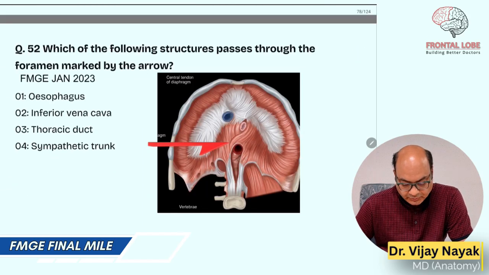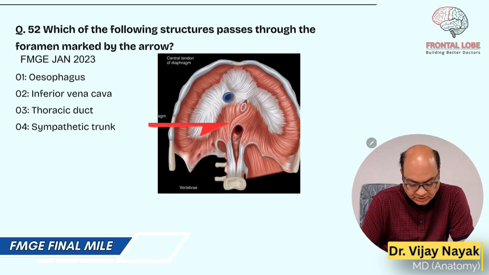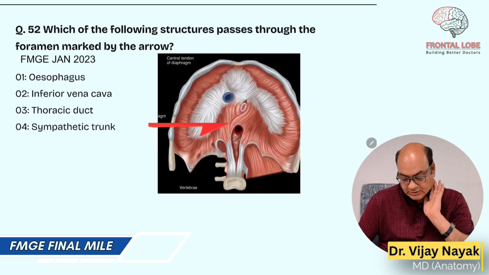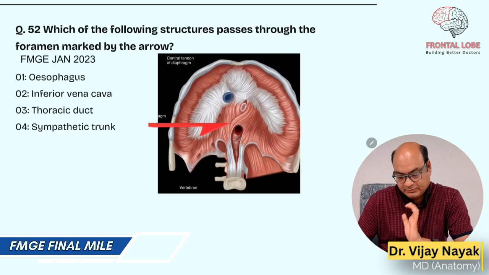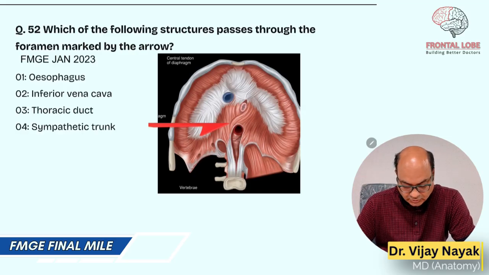Which of the following structures passes through the foramen marked by the arrow? The options are esophagus, IVC, thoracic duct, and sympathetic trunk. Here you can see these are the openings in the diaphragm which you have already discussed. So the arrow is at the level of aorta. We have already seen, so aorta. Along with this aorta, what passes is the aorta.